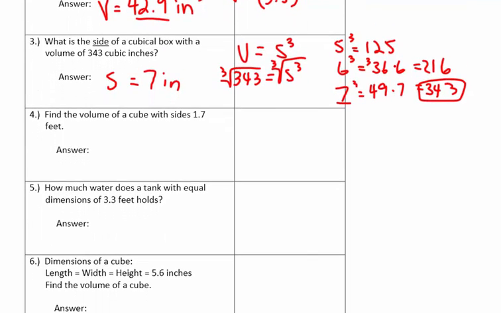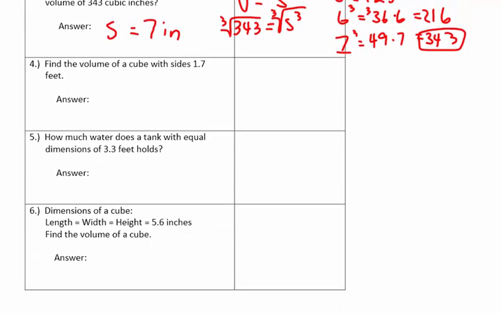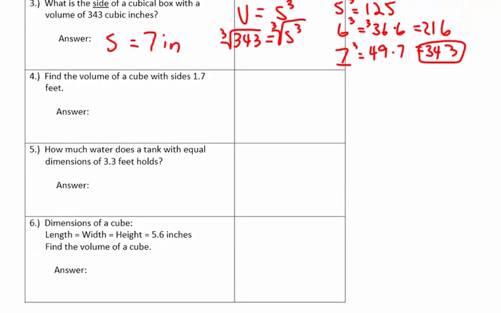Number 4, find the volume of a cube with sides 1.7. I'm going to ask you if you wouldn't mind trying questions 4, 5, and 6. They're all like the ones we just did. Use the formula for each one. They're all cubes. Plug the numbers in, see if you can use your calculator properly, and round to the nearest tenth.